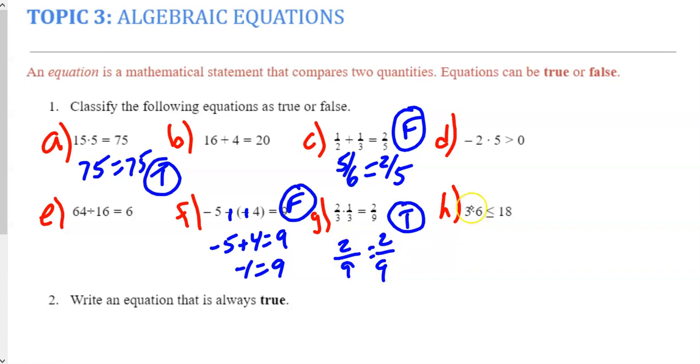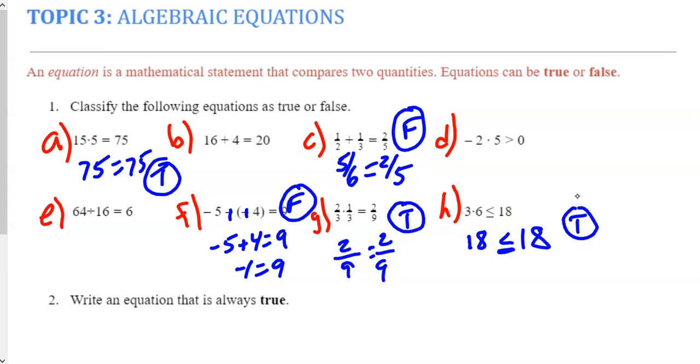Okay, and then we have H here. Once I multiply and simplify that left-hand side, I've got an inequality. 18 is not less than, but it is equal. So that's a true statement right there.